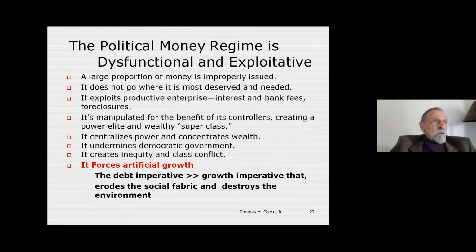So the political money regime is dysfunctional and exploitative. A large proportion of the money is improperly issued. It doesn't go where it needs to go. It exploits productive enterprise. It's manipulated for the benefit of the controllers, creating a power elite and wealthy superclass, centralizing power and wealth ever more greatly in the hands of a few. It undermines democratic government. Pretty much all semblance of democratic government has disappeared now. It creates inequity and class conflict. And as I said, it forces this continual economic growth.